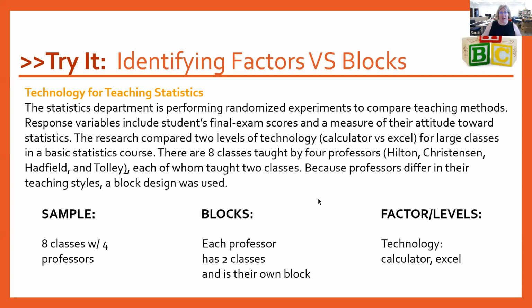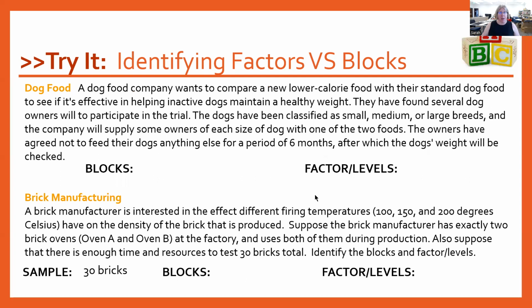All right, let's look at another example here. A dog food company wants to compare a new lower calorie food with their standard dog food to see if it's effective in helping inactive dogs maintain a healthy weight. They have found several dog owners willing to participate in the trial. Dogs have been classified as small, medium, or large breeds, and the company will supply some owners of each size of dog with one of the 2 foods. The owners have agreed not to feed the dogs anything else for a period of 6 months, after which the dog's weight will be checked. Right, so go ahead and pause the video and see if you can identify the blocks versus those treatments.